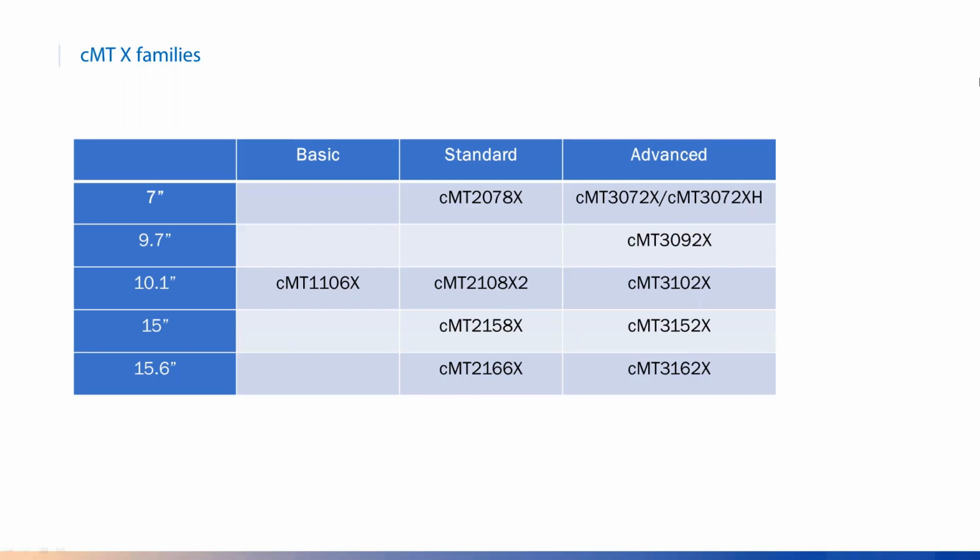And you can also see that for the 7 inch advanced models here, there's a cMT3072X and cMT3072XH here. All right, so the XH model means that it has a higher resolution LCD than the cMT3072X here. All right, so these are the current models in the X family we have here.